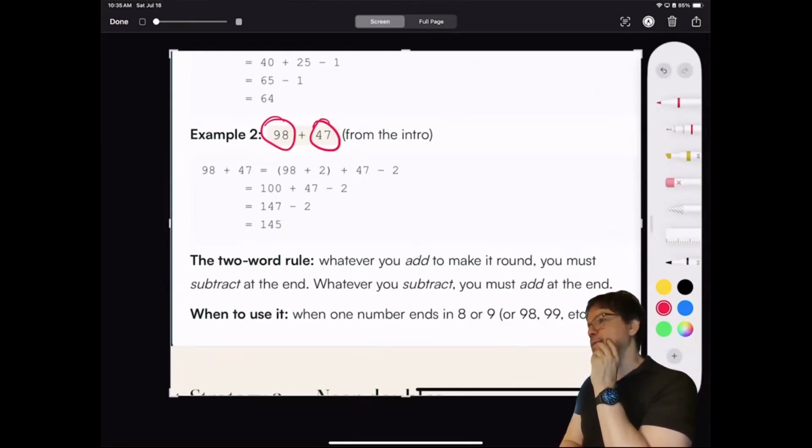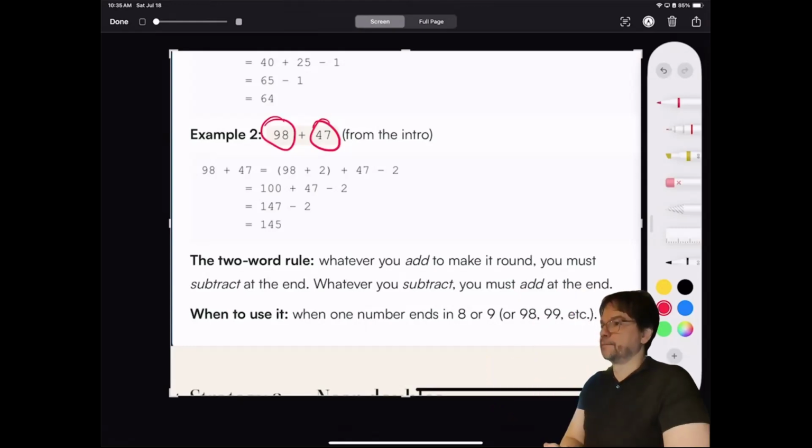How much did you add from 98 to 100? How much do you need to take from 147? What is the final result? You just learned mental math. Is that okay? You see?